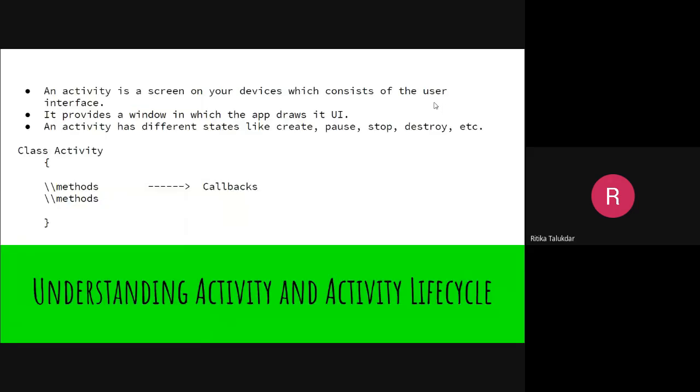Now an app has different screens, and all these screens are called different activities. An activity is a screen on your device which consists of the user interface. It provides a window in which the app draws its UI. Now let's take an example of the Instagram app.